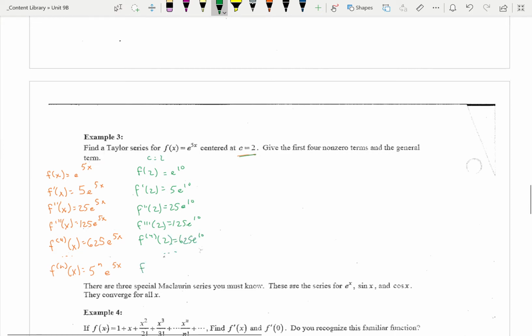And the nth derivative of the function, evaluated at 2, is going to be 5 to the n times e to the 10.